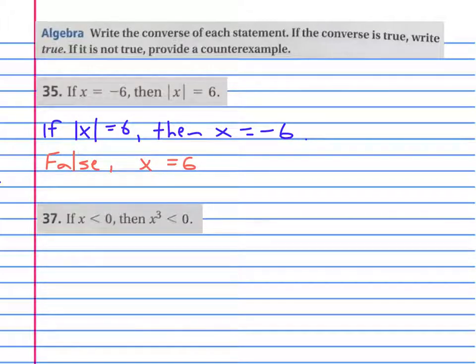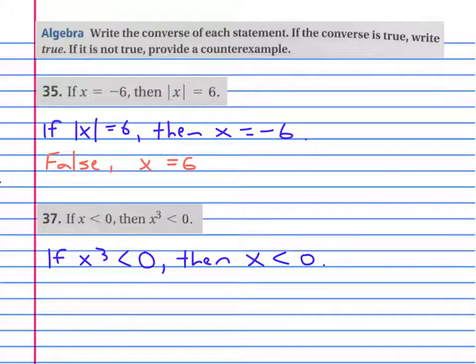Let's do the same thing for number 37. If the conclusion here, x cubed is less than 0, then the original hypothesis, x is less than 0. Okay, well, let's examine that.